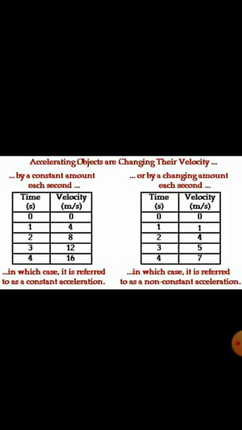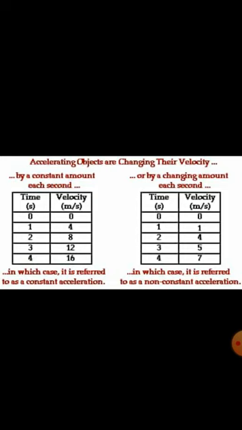If you look at the first table, you can find the change in the velocity in the first second will be 4 minus 0. In the next second, it is 8 minus 4, which is also 4 meter per second. And in the third second, it is 12 minus 8, 4 meter per second. So here, the change in the velocity is constant. So whenever the velocity is changing by the same amount, we say the body has uniform acceleration.